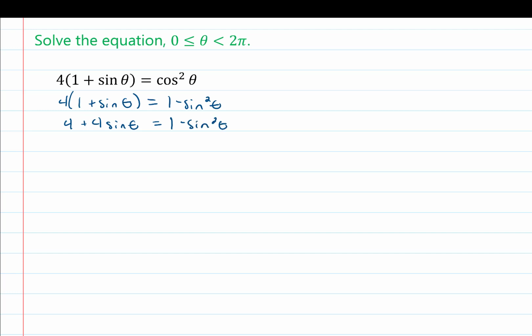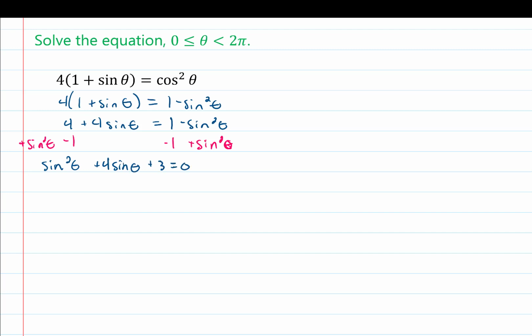Now this is an equation in quadratic form, and we're going to use our strategies for solving quadratic equations, which means we need to get one side equal to 0. To do this, I'm going to subtract 1 from both sides and add sine squared theta to both sides. I choose to move the right side over to the left because I prefer that sine squared theta to be positive, but you could go the opposite direction if you'd like. So now I have sine squared theta plus 4 times sine of theta plus 3 is equal to 0.